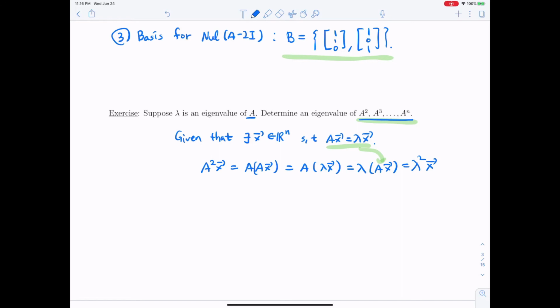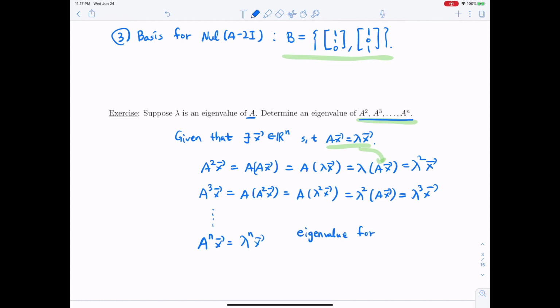So similarly, A cubed times x equals A times A squared x, which is A times lambda squared times x. Or in other words, we have lambda squared times Ax. Well, this gives you lambda cubed times x. So if you keep this procedure, you can tell that A to the n times x equals lambda to the n times x. Or the eigenvalue for A to the k is simply lambda to the k.